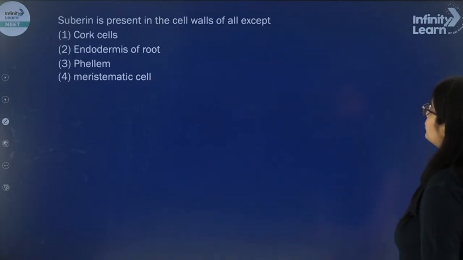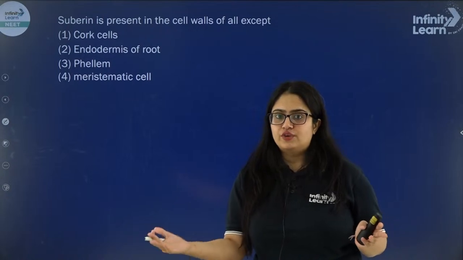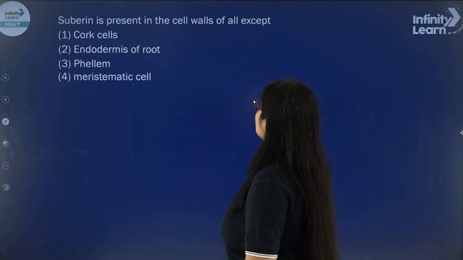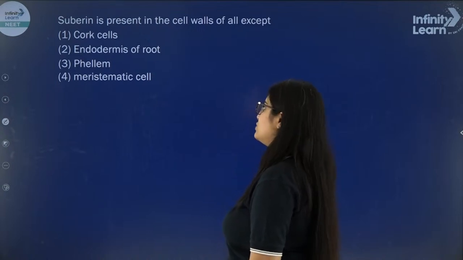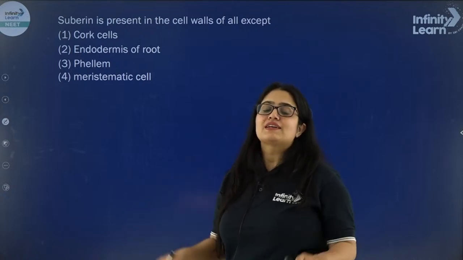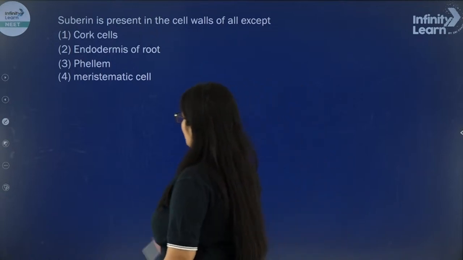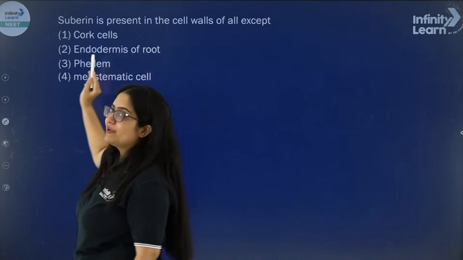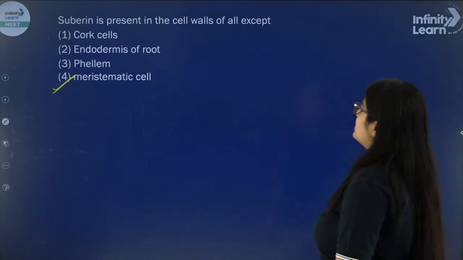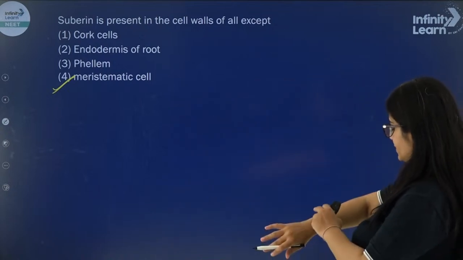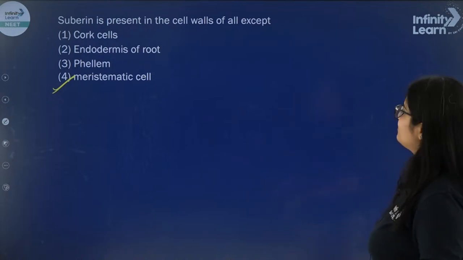Suberin is present in the walls of all except which? Suberin is, my dear students, water repellent. So if suberin gets deposited, water cannot flow. So it will seal that surface. So suberin is present in the cell wall of cork cell, endodermis of the root, and phloem. Yes, my dear students, if you notice, only one option is left: meristematic cells. Meristematic cells are actively dividing cells. They cannot have suberin in them, right? Their function is to just keep on dividing. So cork cells, endodermis of the root, if you remember, Casparian strips are made up of suberin, and phloem is actually, my dear students, part of this first one. So that's pretty simple. Cork cells are part of phloem. There's nothing that you need to get confused over here. Meristematic cells.